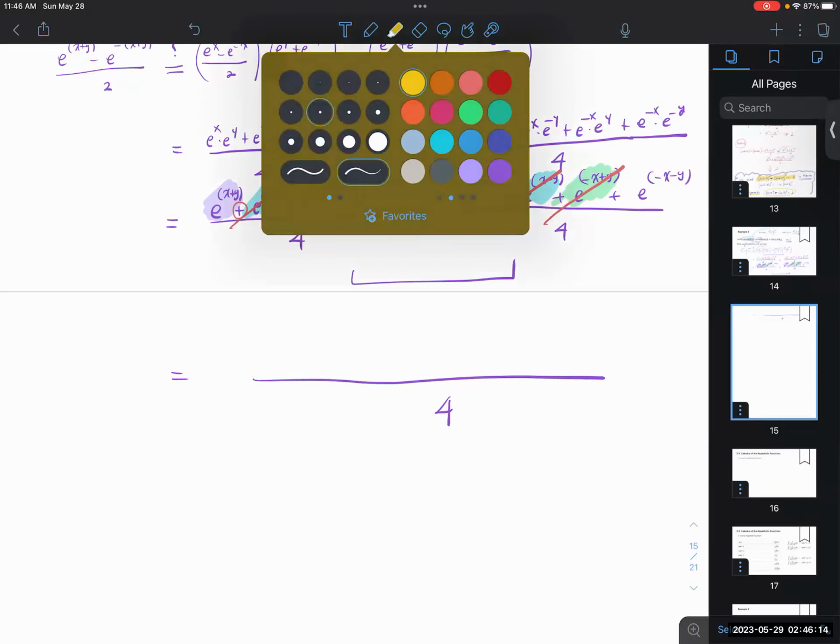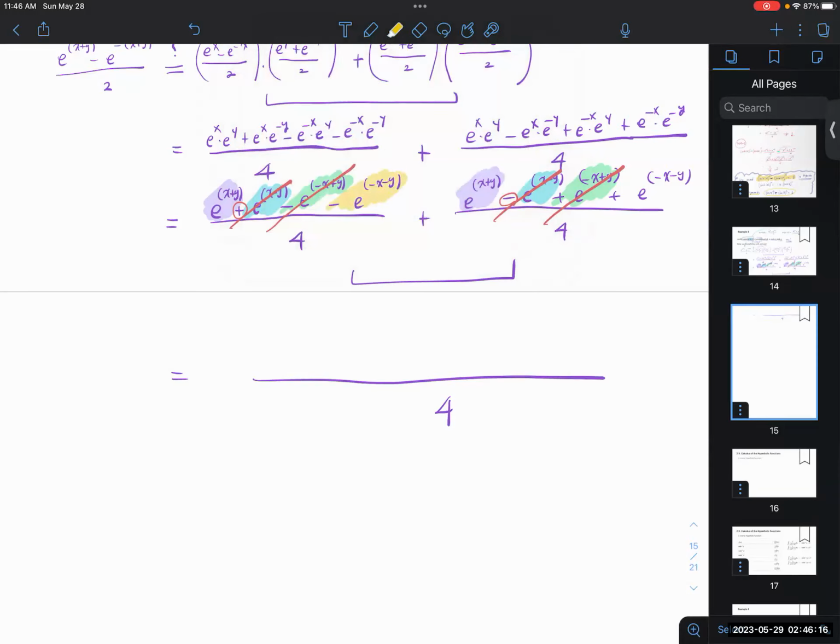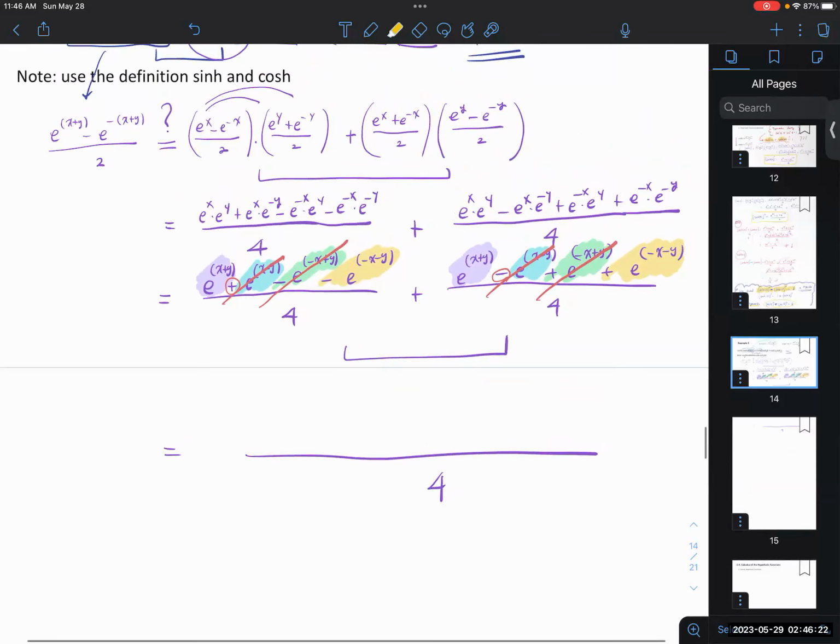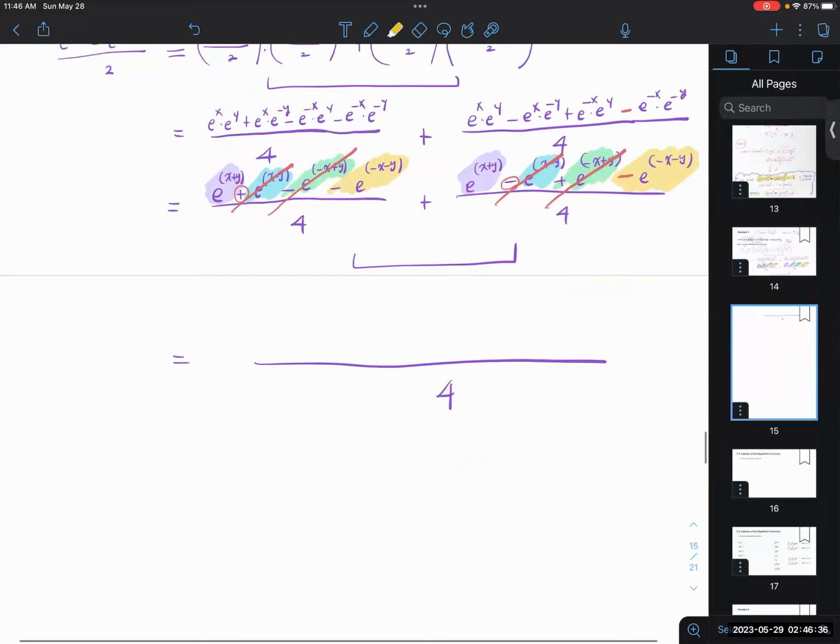And the last one, negative e to the positive e to the... actually I have a little bit of a typo. This one should be negative, right? Because when you multiply these two, it's going to be negative. So my bad, that was negative. So anyway, combining like terms, both negative, these are actually canceled. So we have only purple and yellow.